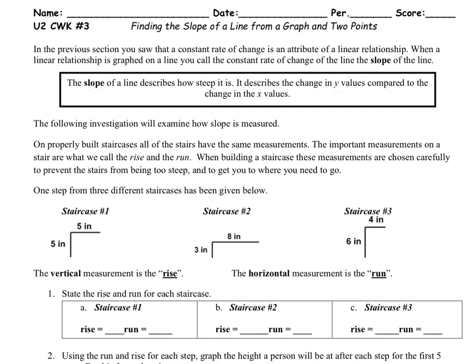I'm going to keep reading this, by the way. The important measurements on a stair are what we call the rise and the run, which is great because it's very catchy, rise and the run. When building a staircase, these measurements are chosen carefully to prevent the stairs from being too steep. Because you don't want to build a house for a fat person like me and then have stairs in it which are too steep. It'd be hard to climb them all the time, right?